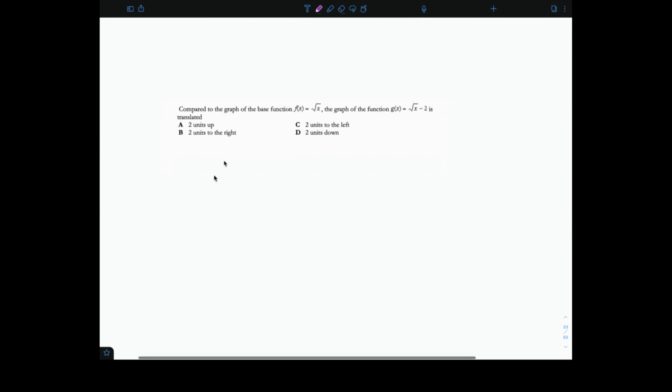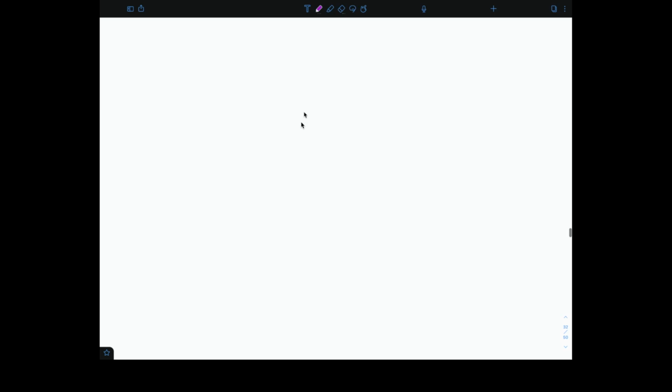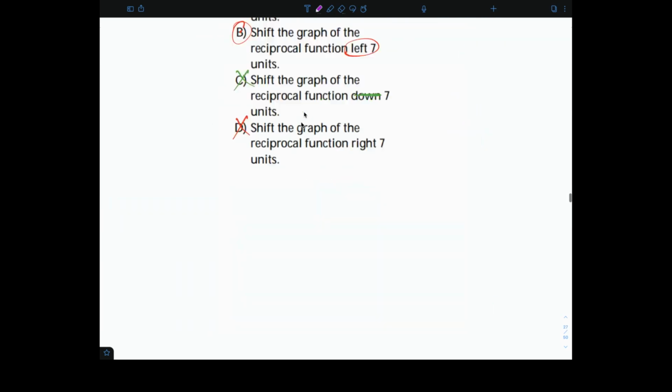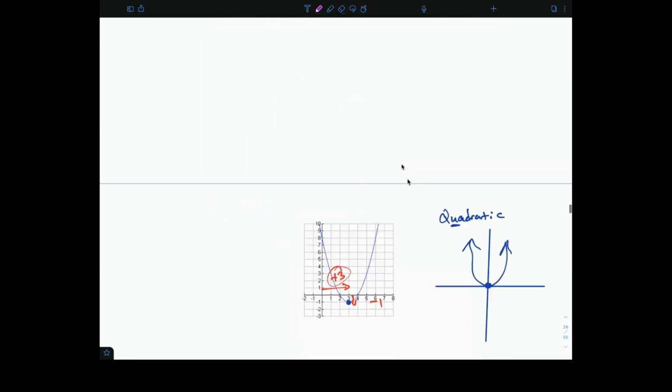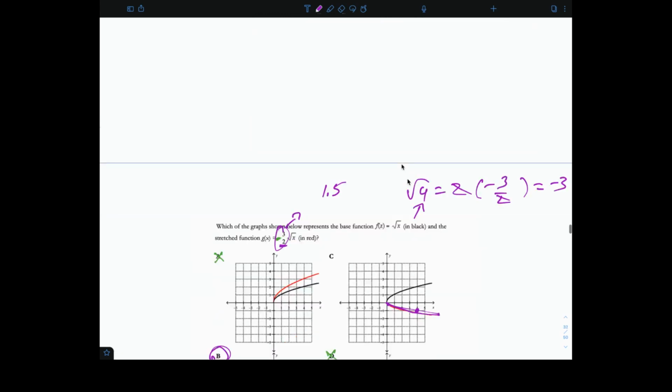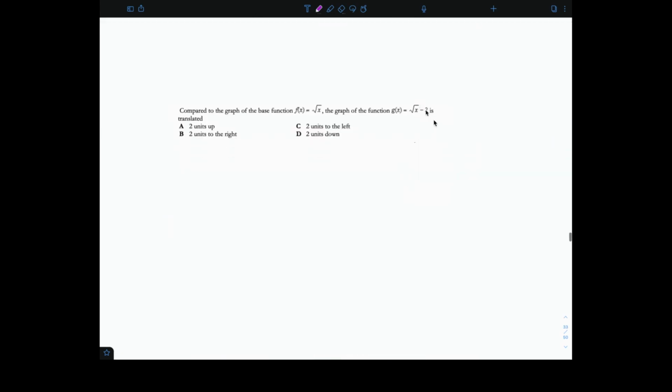All right, compared to the graph of the base function, f of x equals square root x, you can also hear me say y equals the square root of x, but it's f of x, right? The graph of the function square root x minus 2 is translated. So notice that this is on the outside of the function. You should know this from earlier. It's been a while, but we talked about the rules here. When it's on the outside, it shifts up and down. It's exactly like your intuition. So when I look at this question, -2 means you're shifting down 2. It's as easy as that. Everything else is up, no, right, no, left, no.